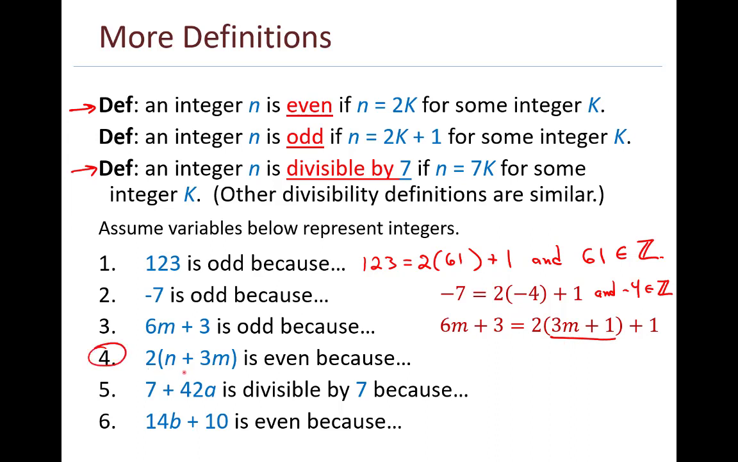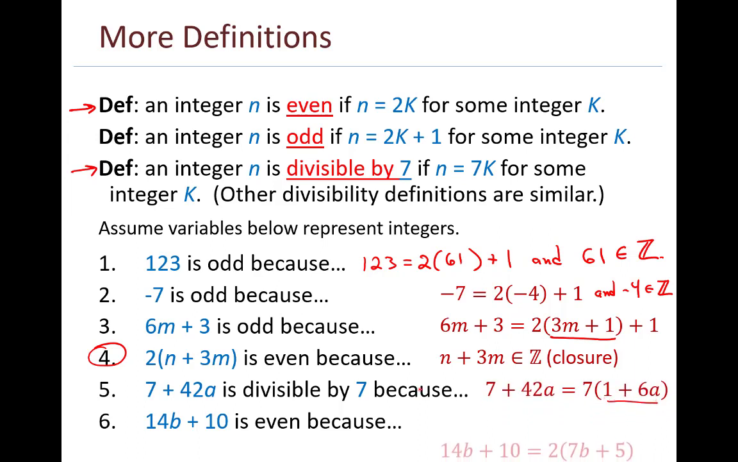How about 4? Why is 2 times n plus 3m even? Because the thing in parentheses is an integer, again by the property of closure. 5: 7 plus 42a is divisible by 7 because it equals 7 times 1 plus 6a, and 1 plus 6a is an integer. And lastly, 14b plus 10 is even because I can factor out a 2, and what remains, the 7b plus 5, is an integer by closure.